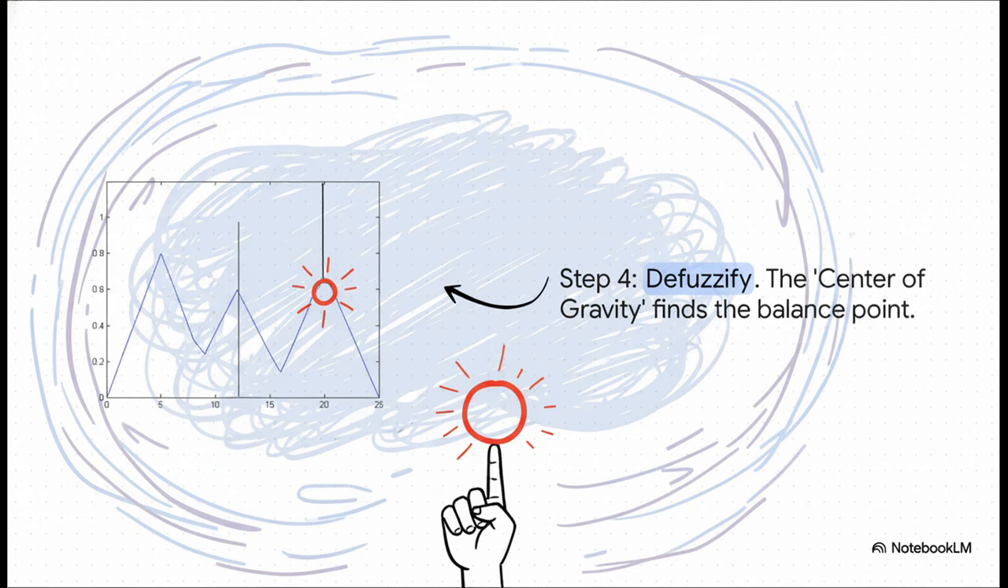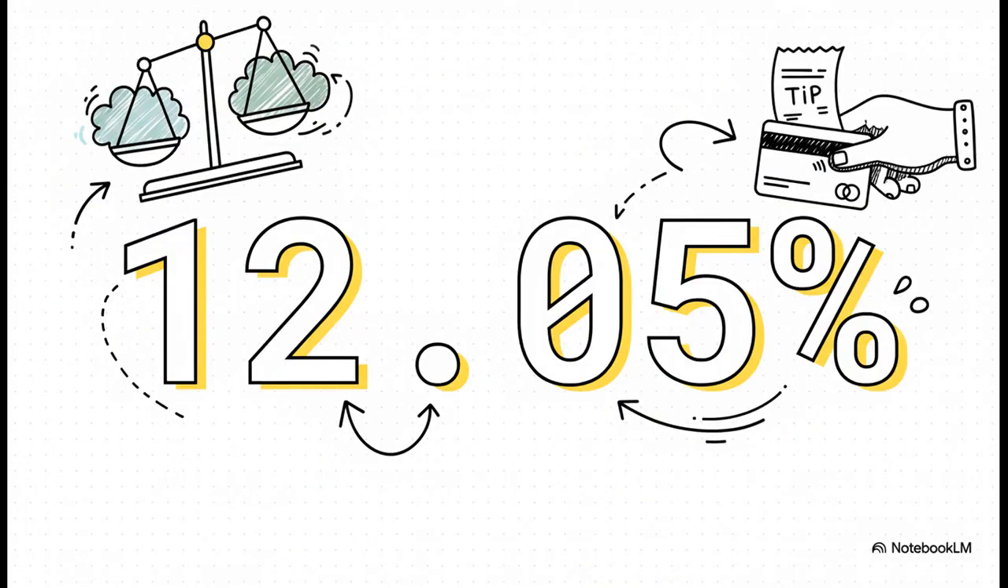Number 4, defuzzification. And a really common way to do this is to find the center of gravity of that final shape. You can literally think of it as finding the perfect balance point, the exact spot where you could balance that shape on the tip of your finger. And that balance point gives us our single, crisp, final number. For our specific dinner, that number is 12.05%. And there you have it, a precise tip calculated from our vague, human feelings about the meal.